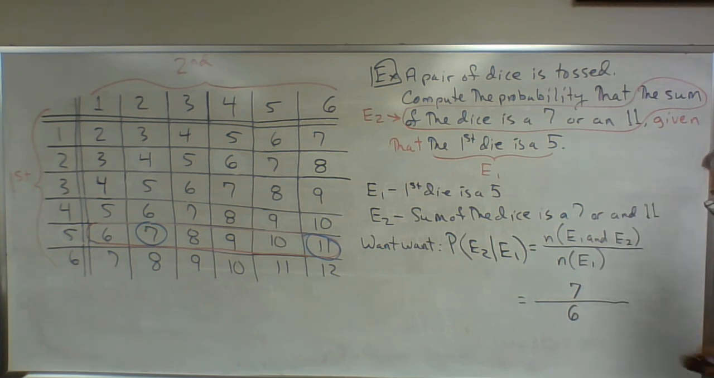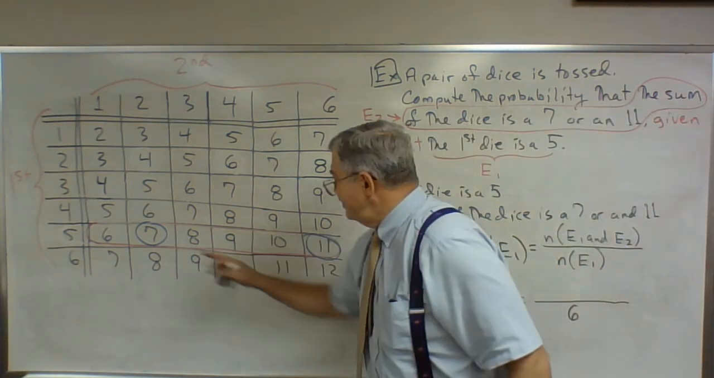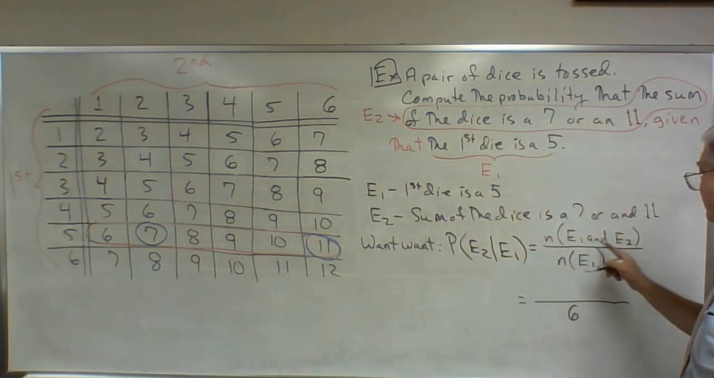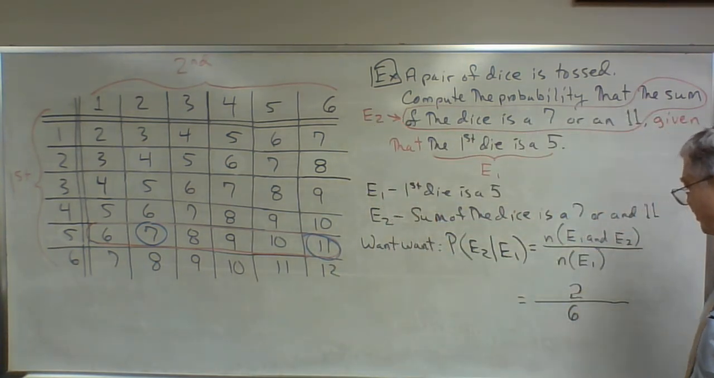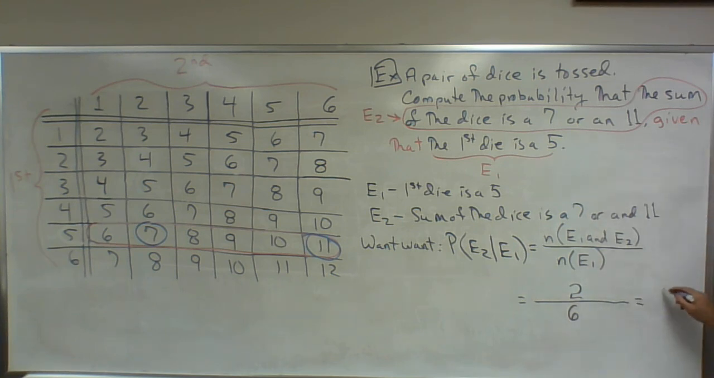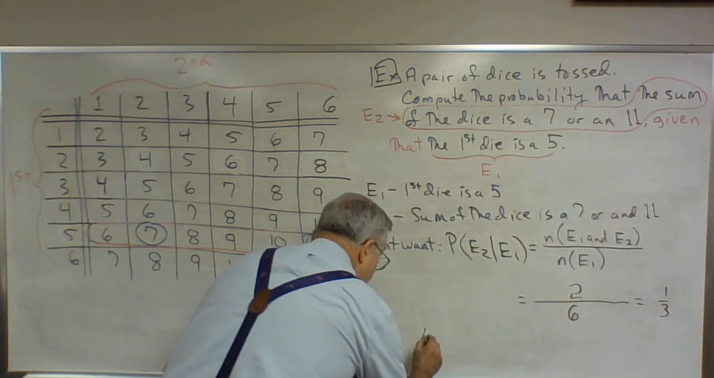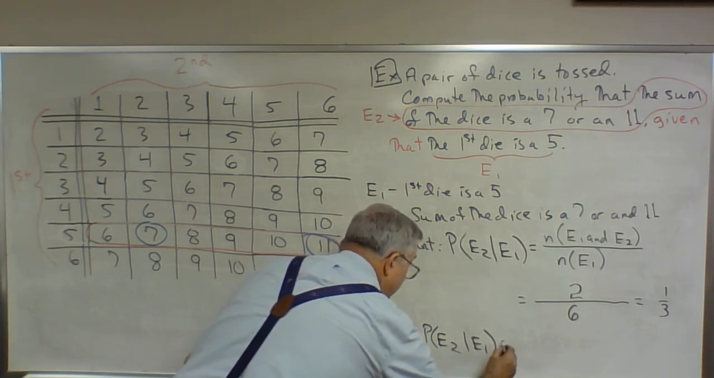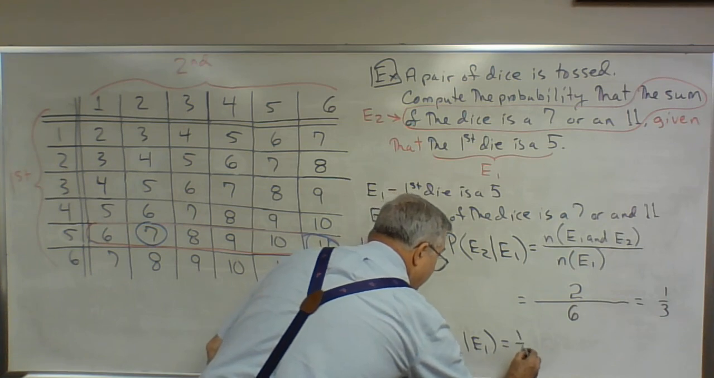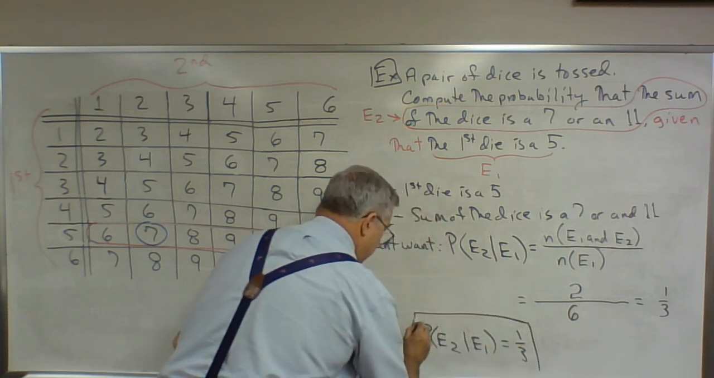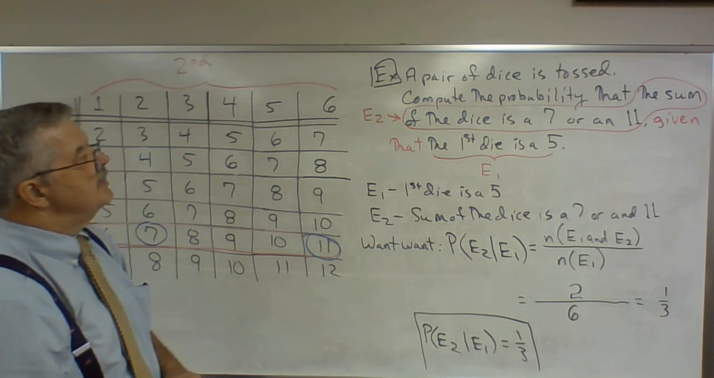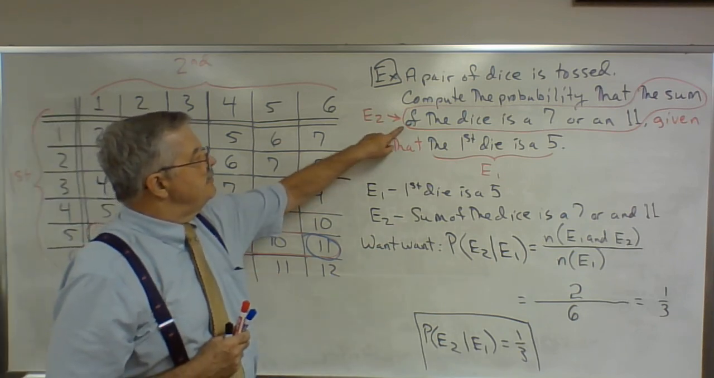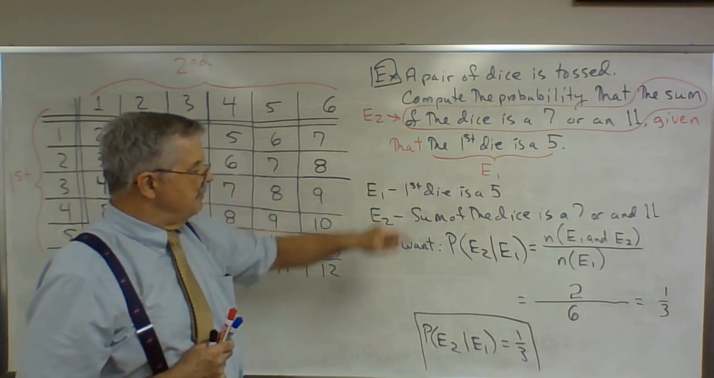I said there are two outcomes, a 7 and an 11, in which E1 and E2 are true. So the probability of E2 given E1 is 1/3. That's the probability that the sum of the dice is a 7 or an 11, given that the first die is a 5.